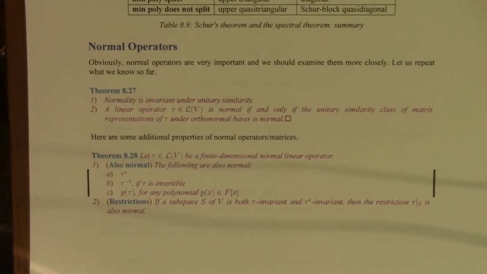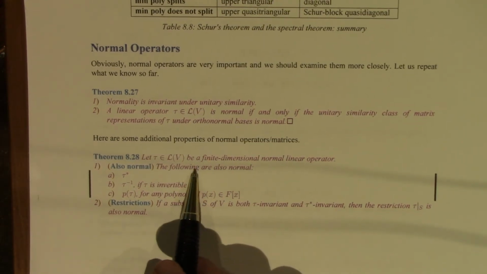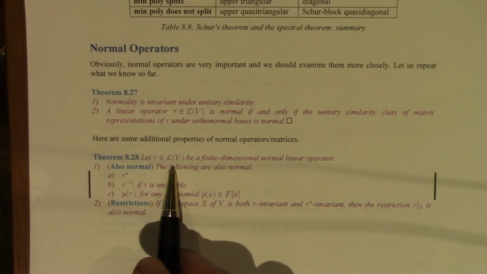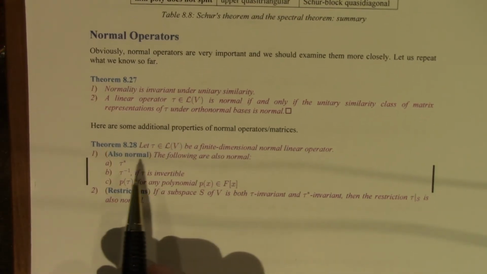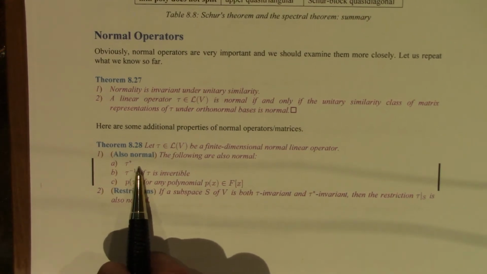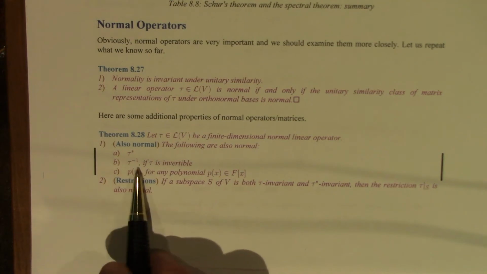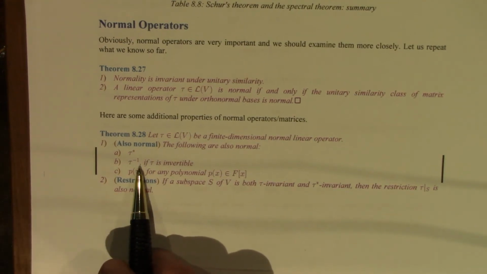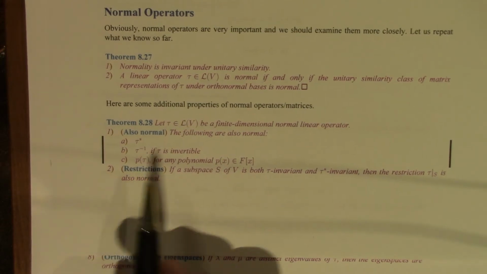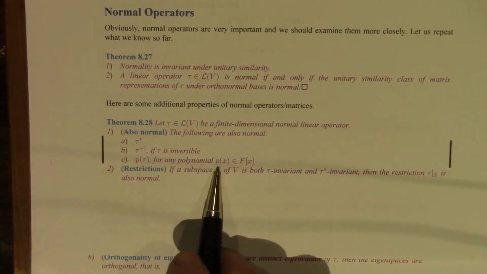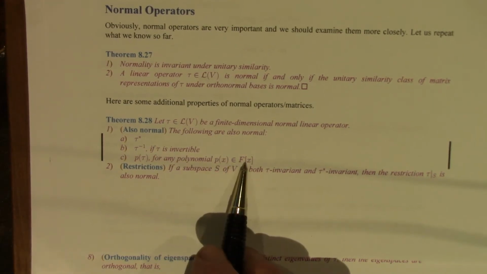Let's discuss some additional properties of normality. Assume that tau is a finite dimensional normal linear operator. Then tau star is also normal. If tau is invertible, then tau inverse is also normal. And p of tau is normal for any polynomial p of x over the base field.